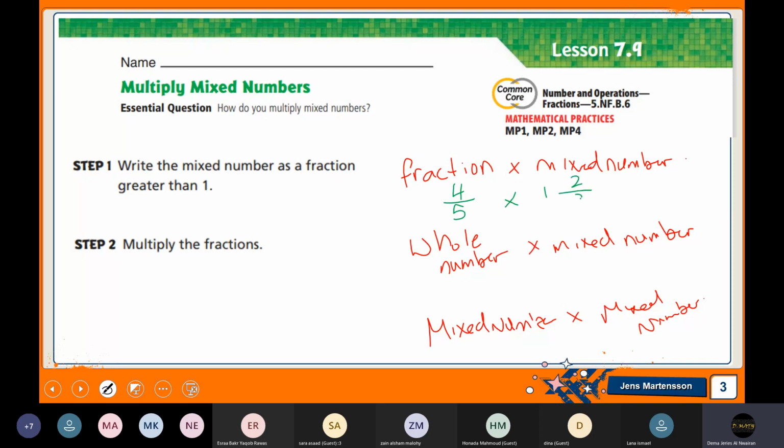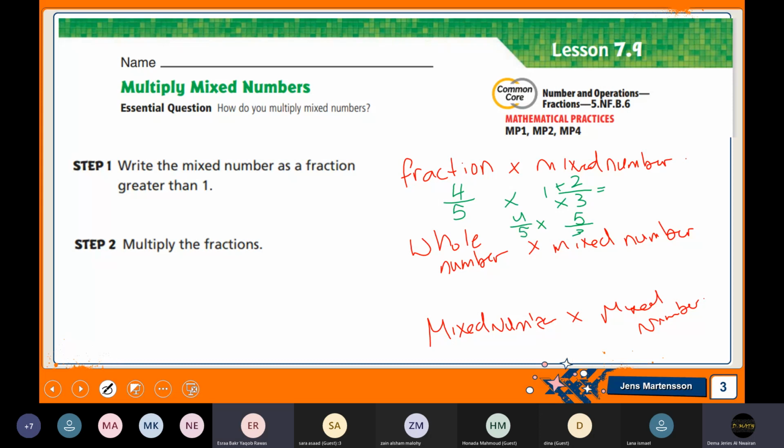like 1 and 2 over 3, we just need to rewrite the mixed number as a fraction. How? As we said yesterday, we multiply 3 times 1, which is 3, plus 2, that's 5. So it comes like 5 over 3 times 4 over 5.